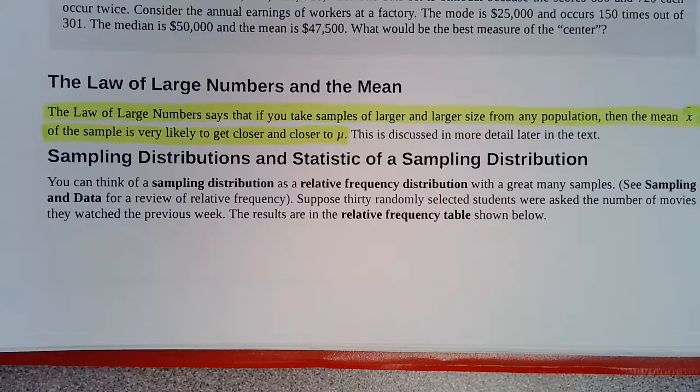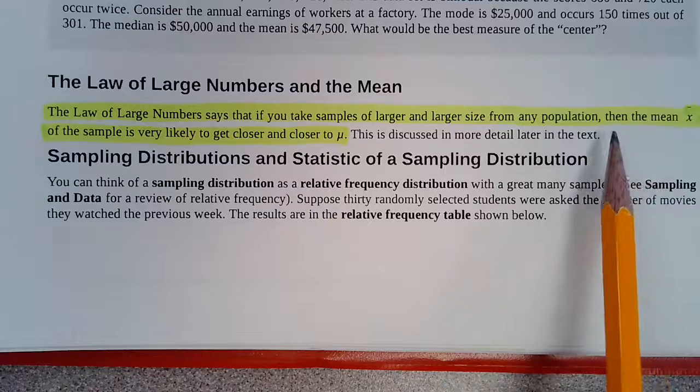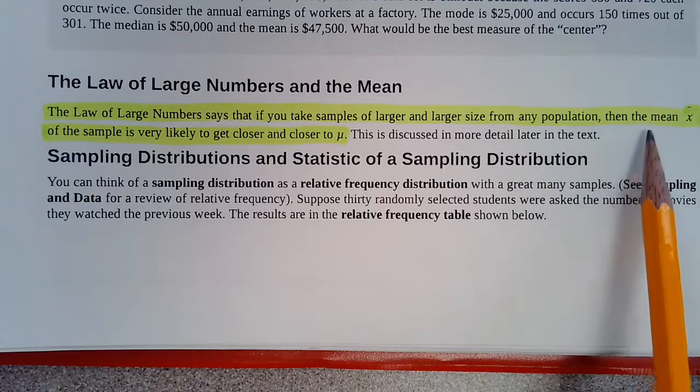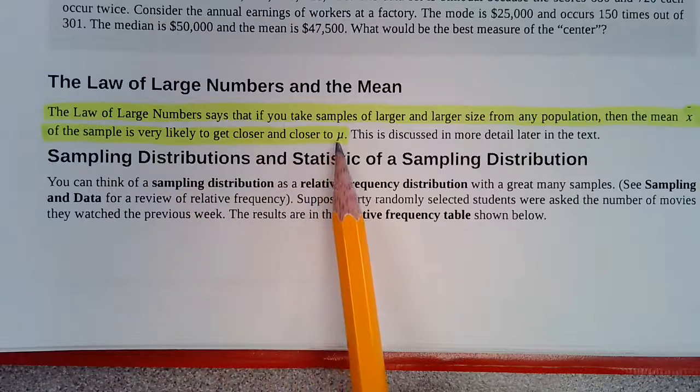In Math 3, you guys talked about the law of large numbers, and the law of large numbers says that if your sample gets larger and bigger, the bigger your sample, the closer your data represents the population. And the way that we can understand that is that the mean of the sample is going to get closer to the mean of the population.